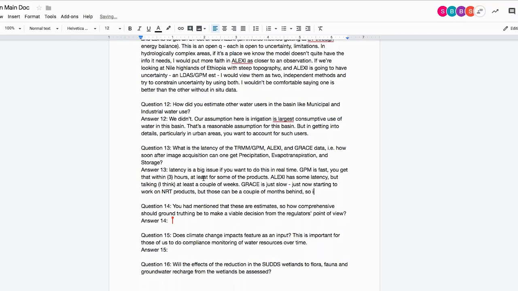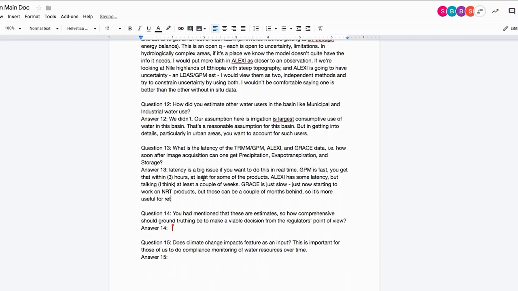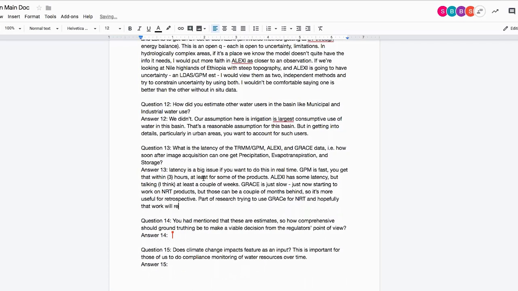As I said, this is an area of active research. We're involved in some projects that are trying to use real-time GRACE products in a data assimilation context, and hopefully that kind of work will reduce the latency. The GRACE Follow-On mission, the one that's up there now, does have specifications that include a goal of reducing latency to less than a month.